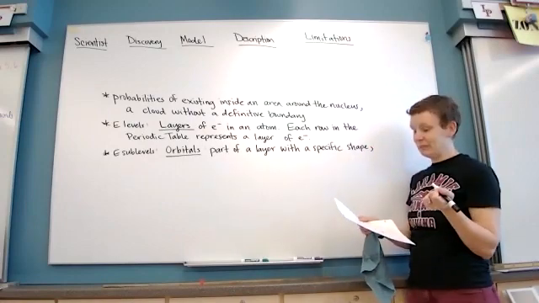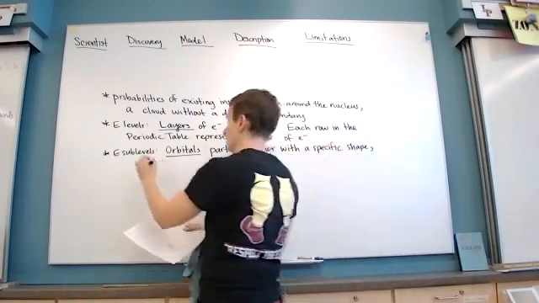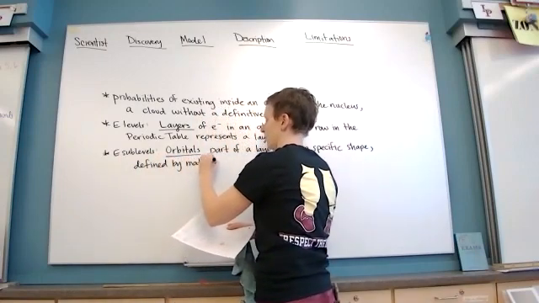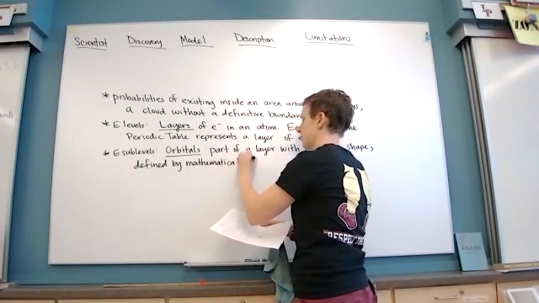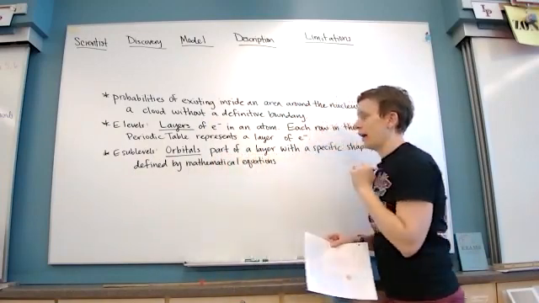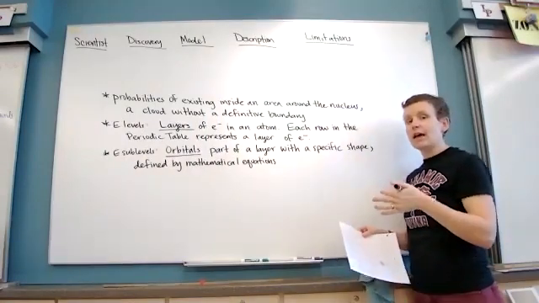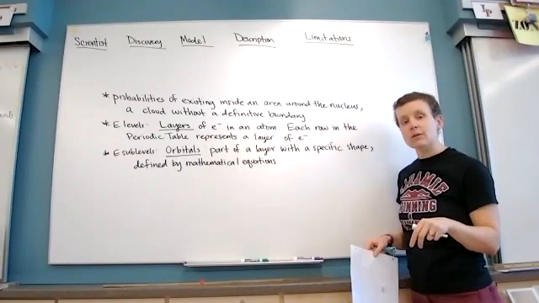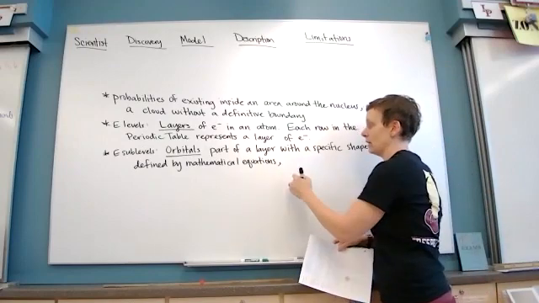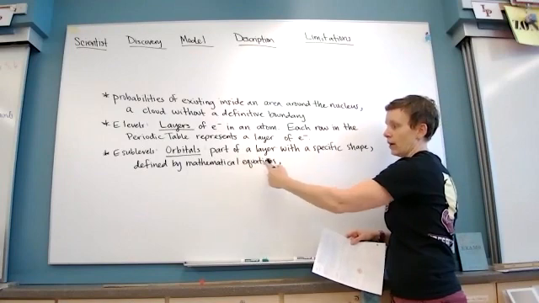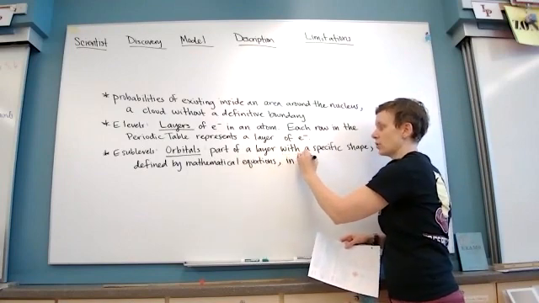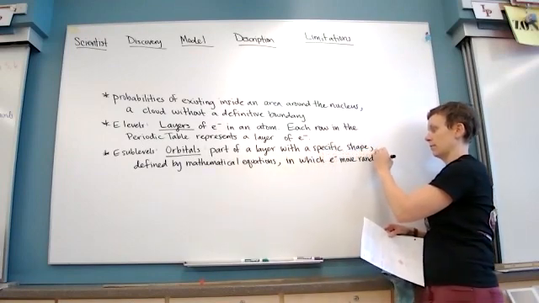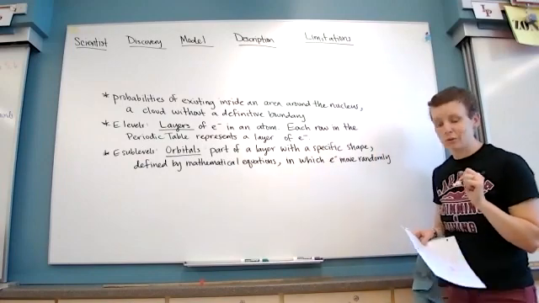Okay, keep going. Defined by mathematical equations. Those are the Schrodinger equations, and this is math that's way above this course. We're not going to go into that math, but it is areas in which electrons move randomly. So, part of a layer with a specific shape, defined by mathematical equations, in which electrons move randomly.